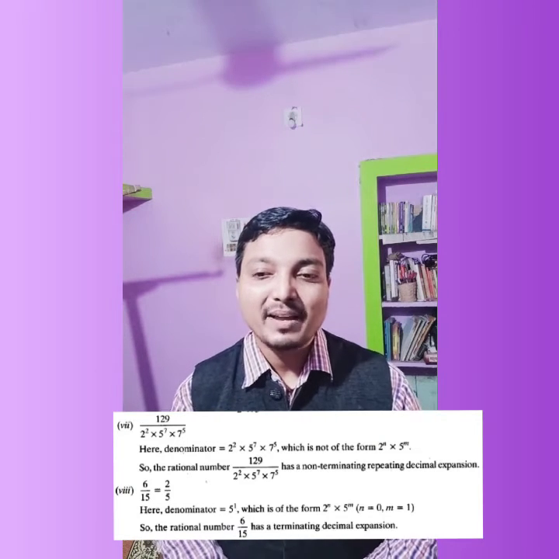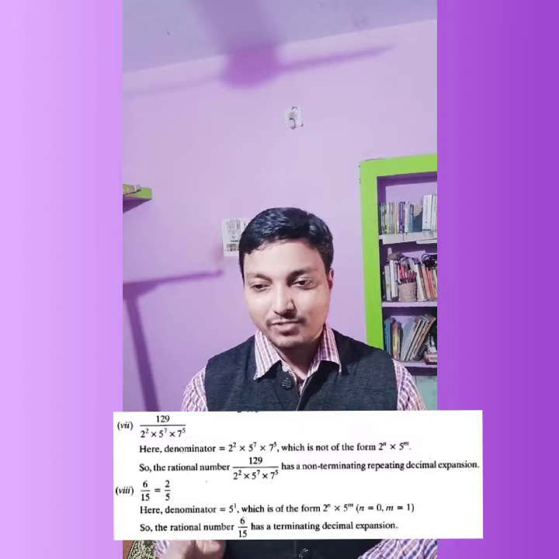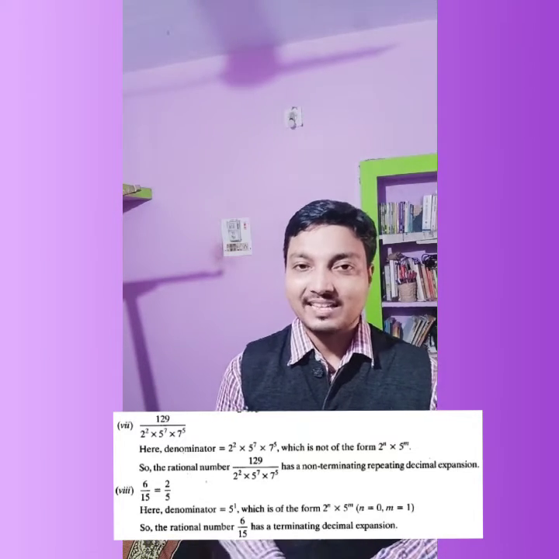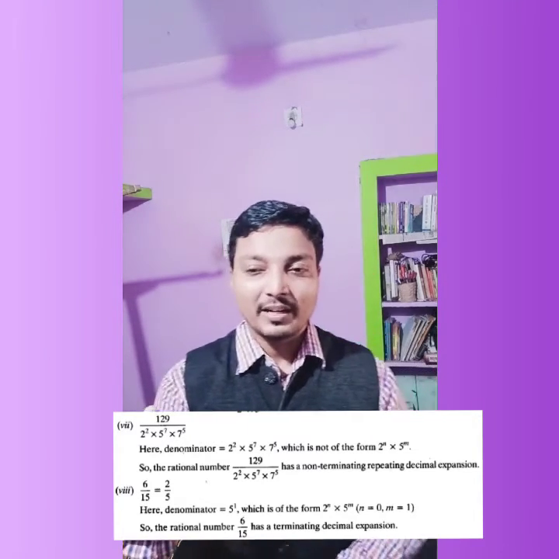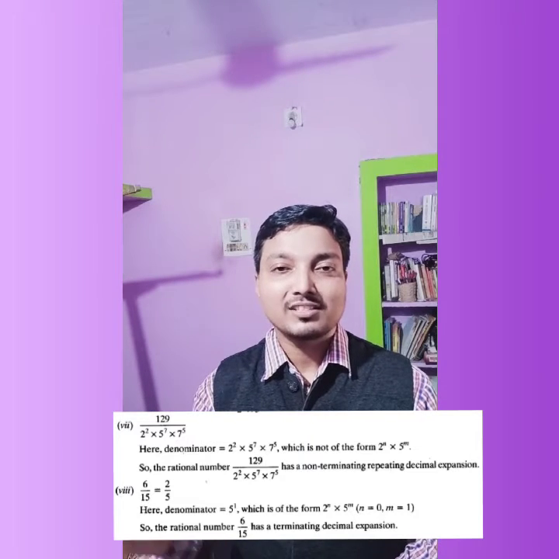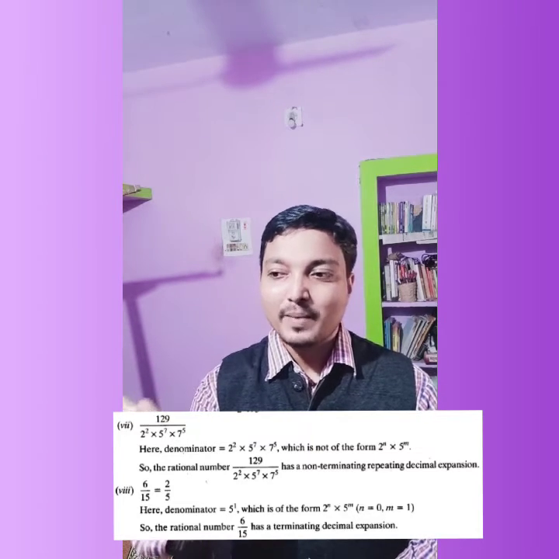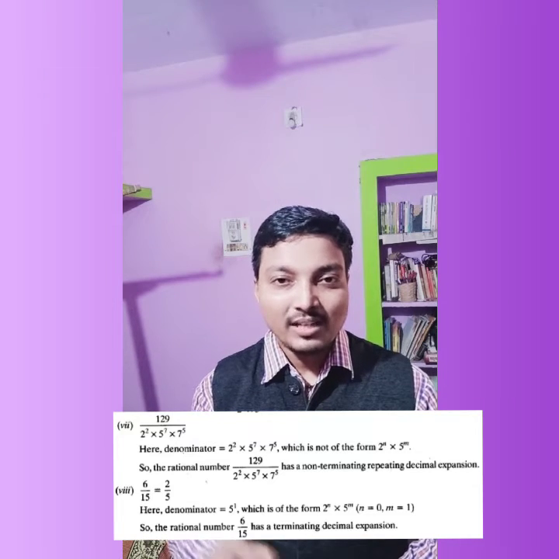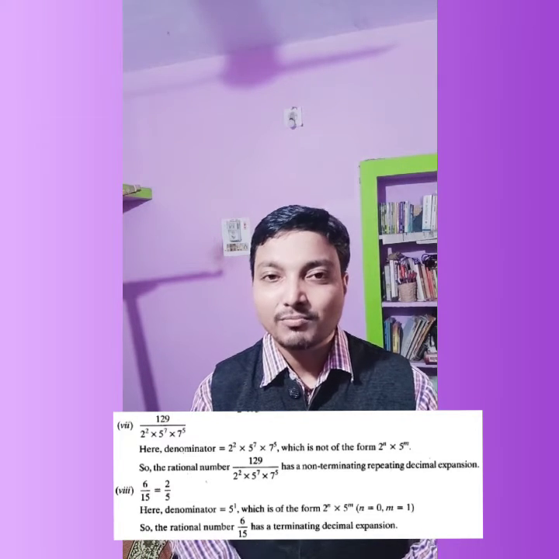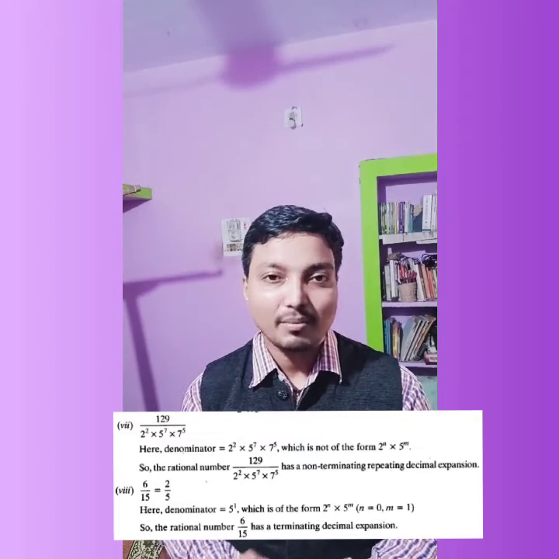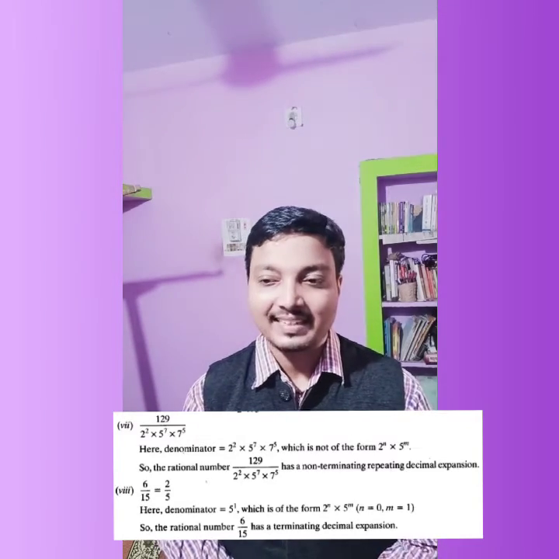Next one, it is 6 by 15, which is not in co-prime form, so once again we simplify and it becomes 2 by 5. After making it 2 by 5, I have checked the denominator, which is 5, equal to 5 to the power 1, and it can be expressed in the form of 2 to the power 0 into 5 to the power 1, which means it is in the form of 2 to the power m into 5 to the power n. So 6 by 15 will give us a terminating decimal.